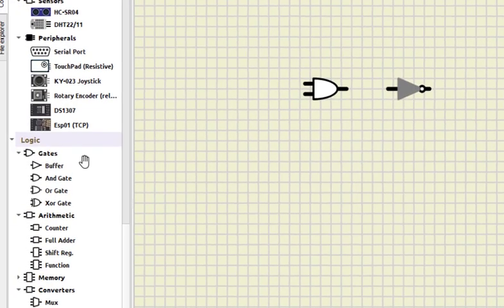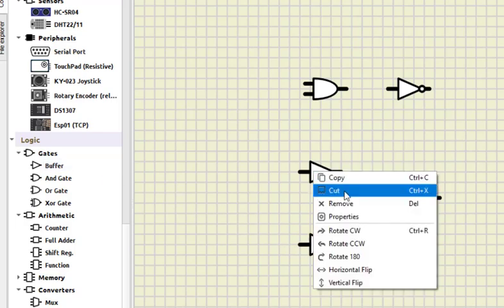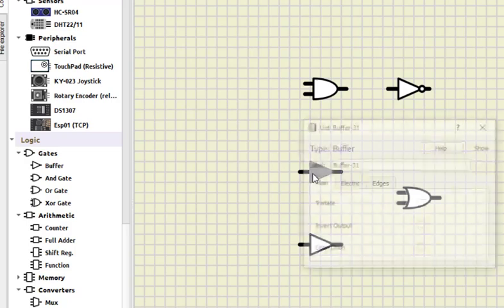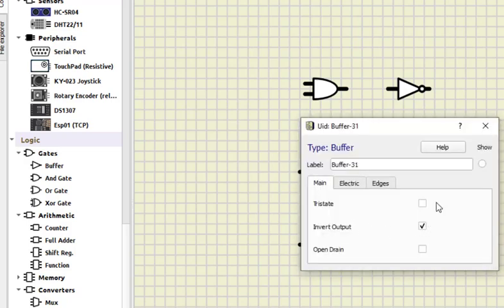Now for the right hand side of the first law, we need an OR gate. The inputs to the OR gate should be inverted, so we take a buffer again and convert it into a NOT gate. Just click here and invert output. Here also invert output.